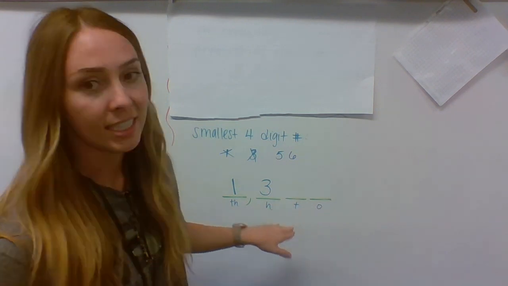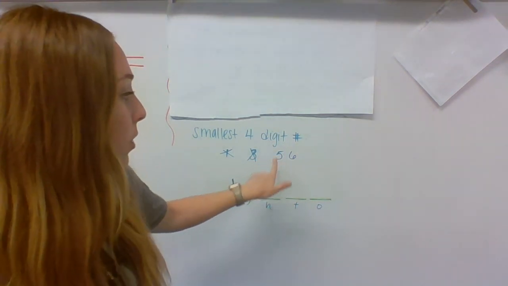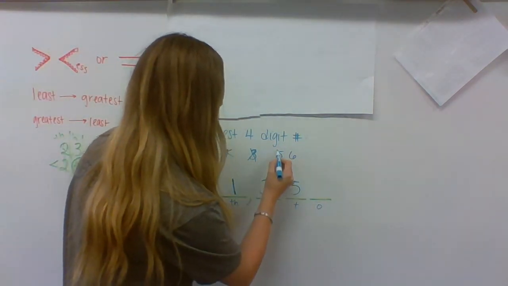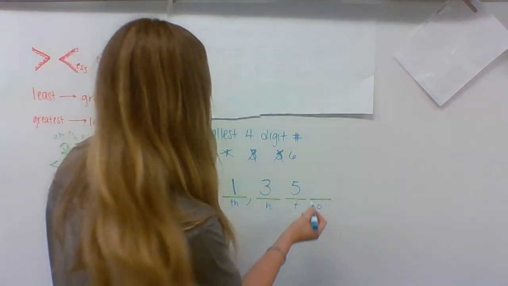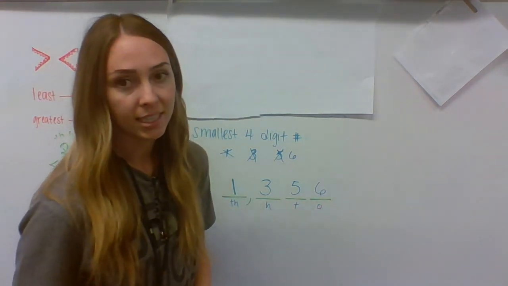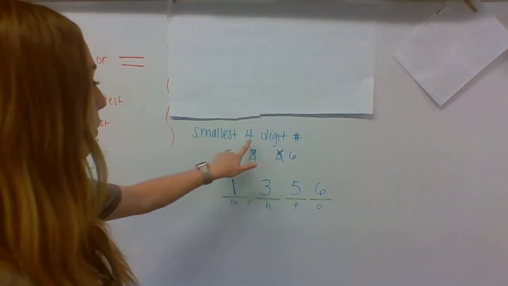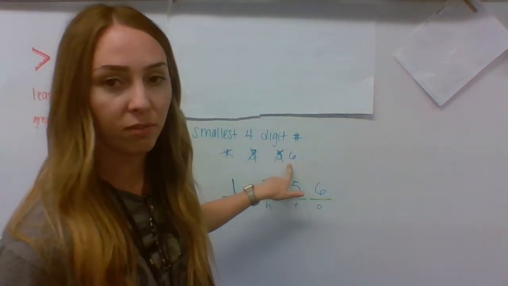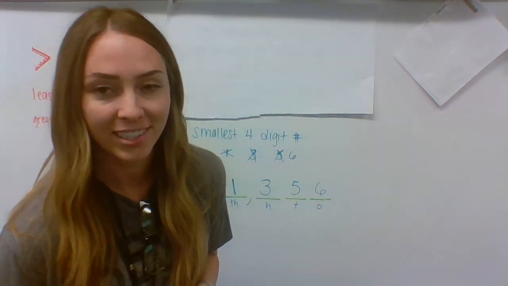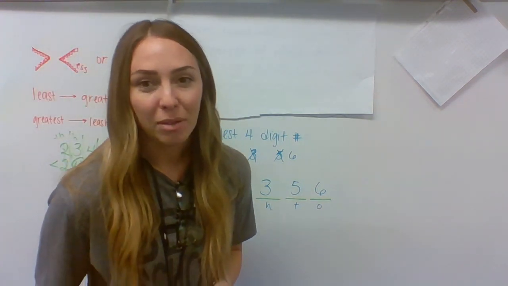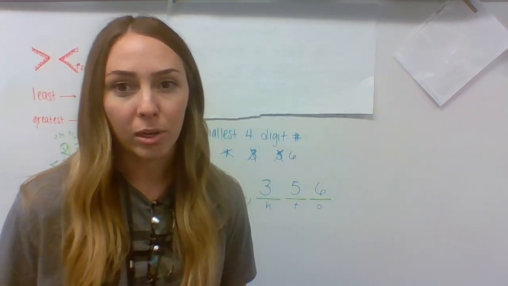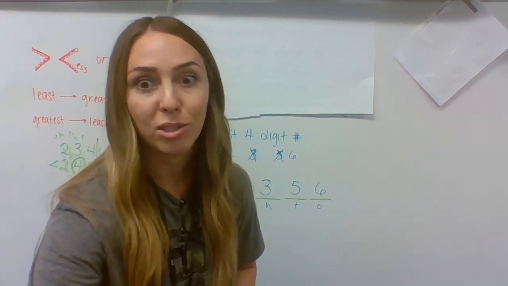The next biggest is the tens. I want to give it the smaller of these two numbers, the 5, and then all that's left is the ones place, a 6. So this is the smallest 4-digit number I can make out of these digit options. Okay, good job sticking with me. Your teacher's going to go over this a little bit more. If you have a question, be sure to ask.